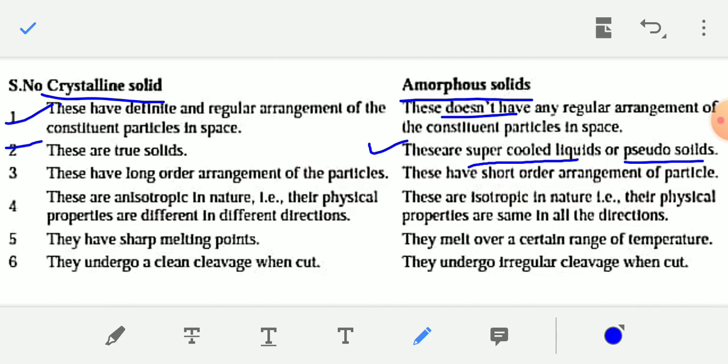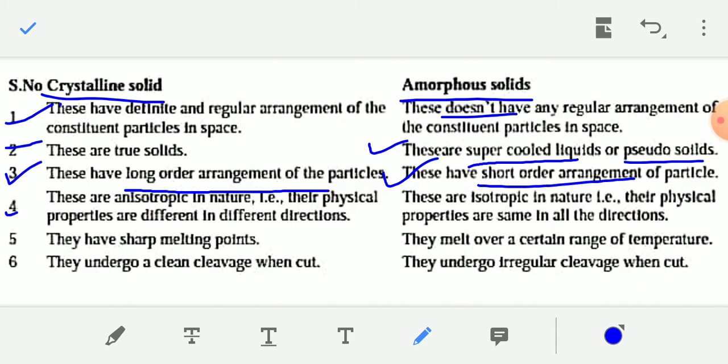Third point, crystalline solids have long range ordered arrangement of constituent particles. While amorphous solids have short range ordered arrangement of constituent particles.